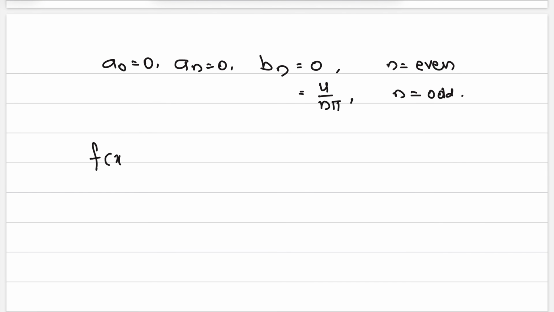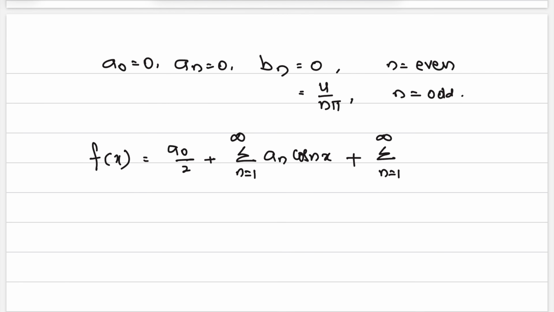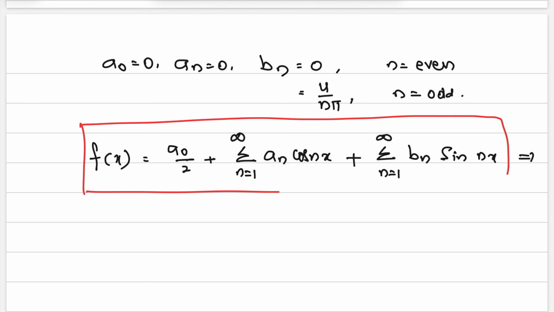What is the Fourier series equation? You learn by heart this: A0 by 2 plus sigma n is equal to 1 to infinity An cos nx plus sigma n is equal to 1 to infinity Bn sin nx. From this what we get, this is a very important equation for Fourier series. Please remember this.